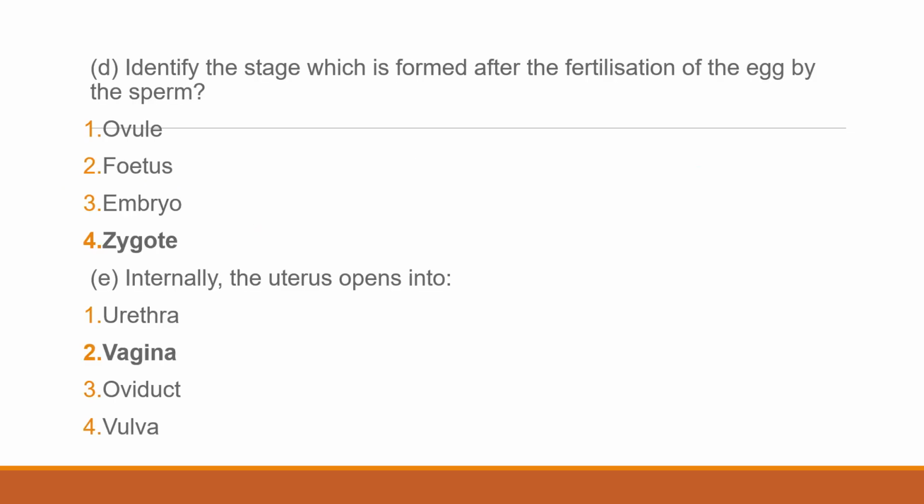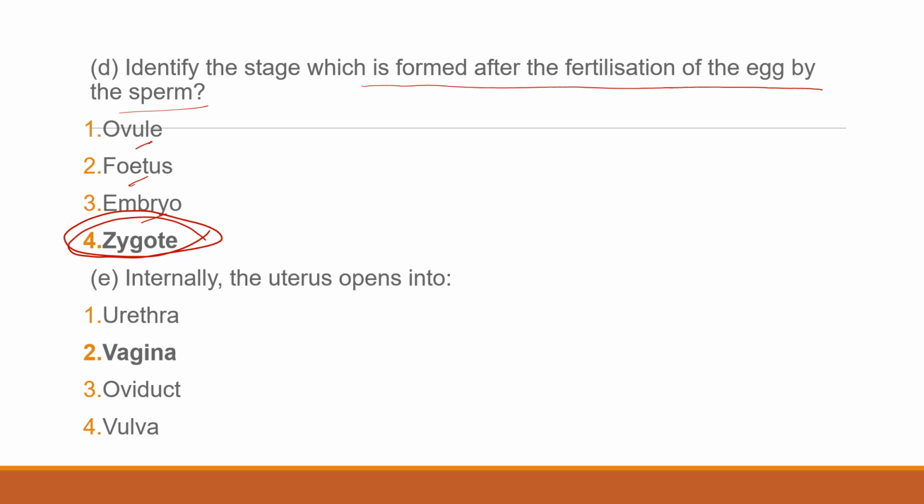Now identify the stage which is formed after the fertilization of egg by the sperm. What is the next stage after the egg is fertilized? Is it ovule, fetus, embryo or zygote? Zygote is the answer. We know that after fertilization of the egg, zygote is formed.